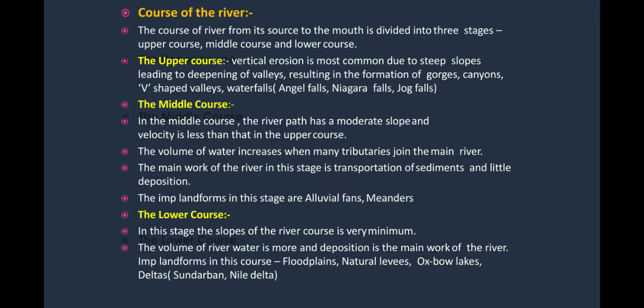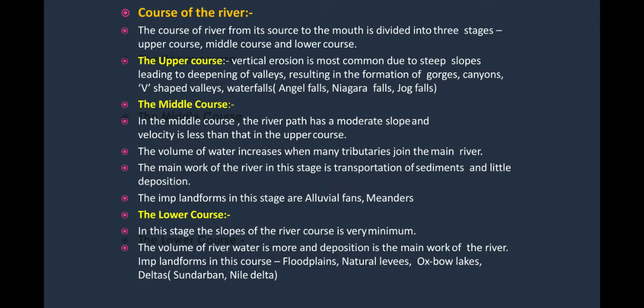Now if you have seen a river flowing, the course of the river from its source to the mouth is divided into three stages: upper course, middle course and lower course. Now the upper course. In the upper course, vertical erosion is most common due to steep slopes, leading to deepening of valleys, resulting in the formation of gorges, canyons, V-shaped valleys, waterfalls.